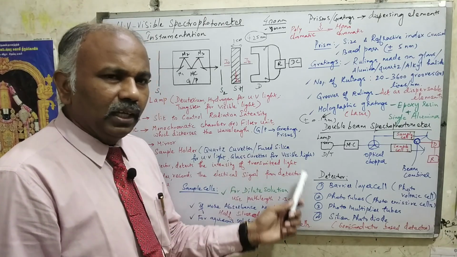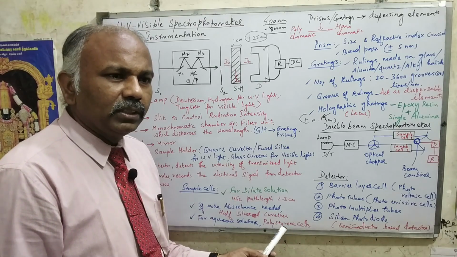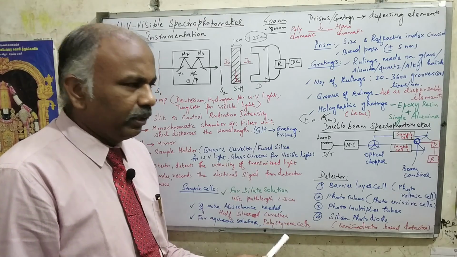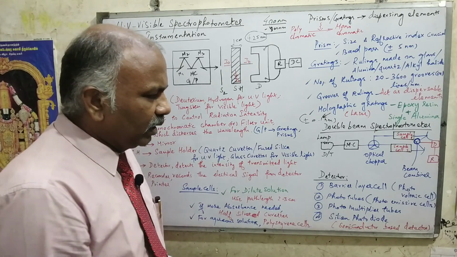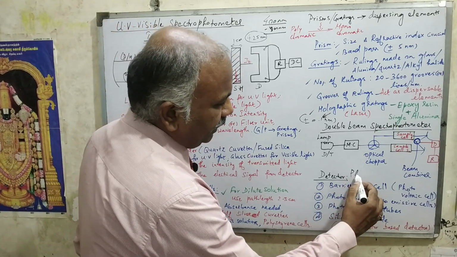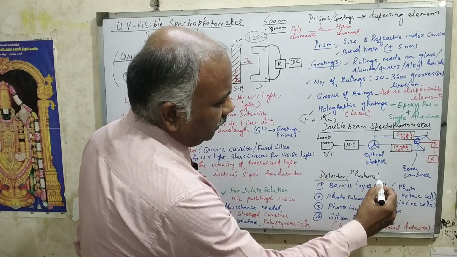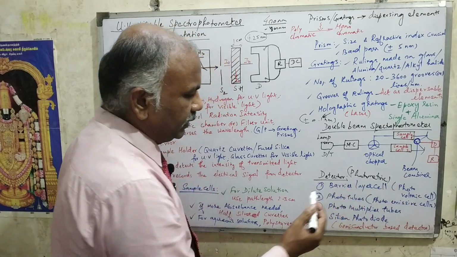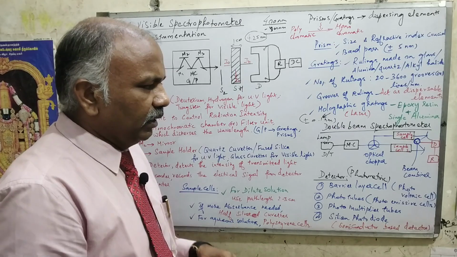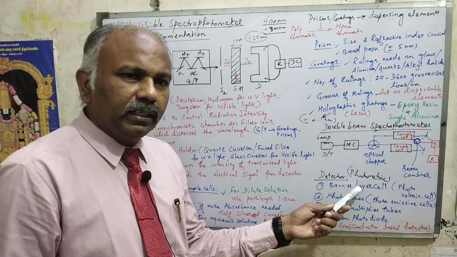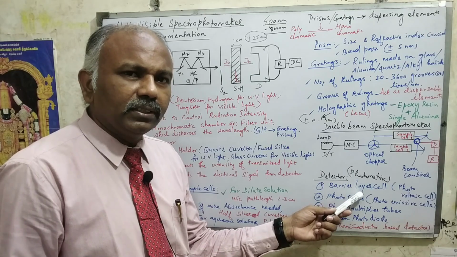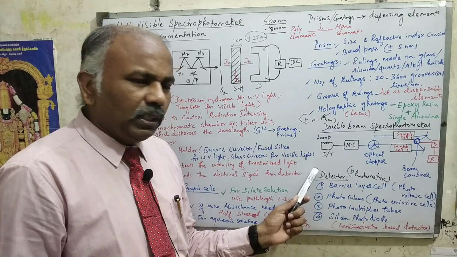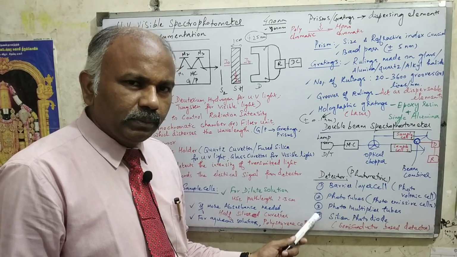So this is all about the types of sample cells we use for UV visible spectrophotometry. And coming to the detector, these detectors are also called photometric detectors. Photometric detectors convert the light energy to electrical energy, or simply they convert photons into electrons. So what are all the types of detectors used in UV visible spectrophotometry?